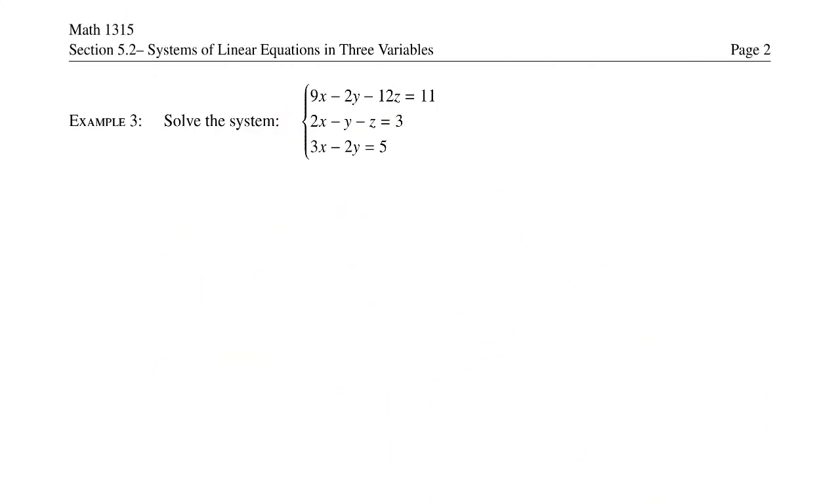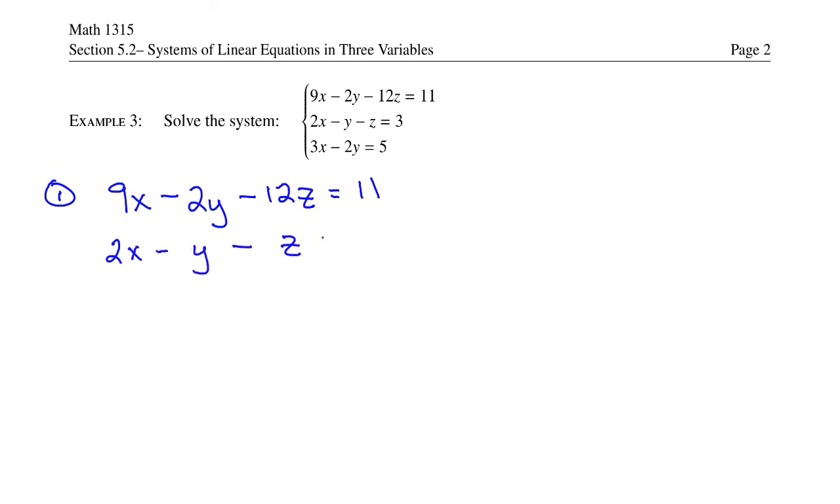Let's take a look at example 3, solve this system. So once again, I'll pick a pair of equations to start working with here. I'll pick the top one, 9x minus 2y minus 12z is equal to 11. And I'll pick the middle one, 2x minus y minus z is equal to 3. There's a couple of good choices for eliminating here, but I'm going to choose to eliminate y. So let me make a note of that. Eliminate y.